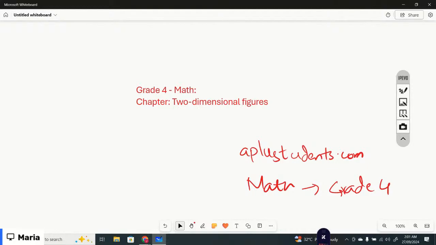So the lesson we're going to cover today is two-dimensional figures. So please make sure you have your notebook and pencil so that you can note down the important examples and definitions as well.